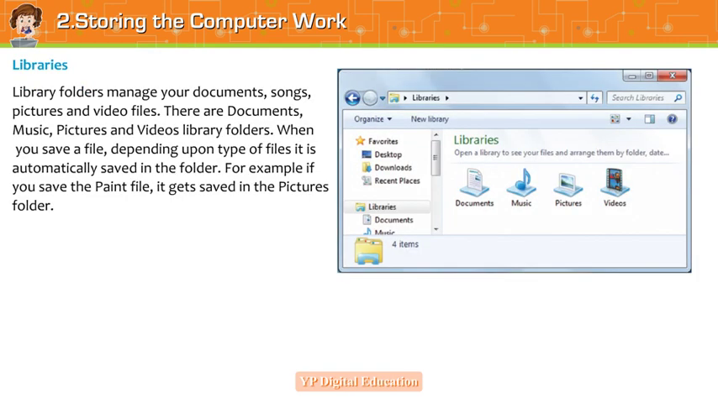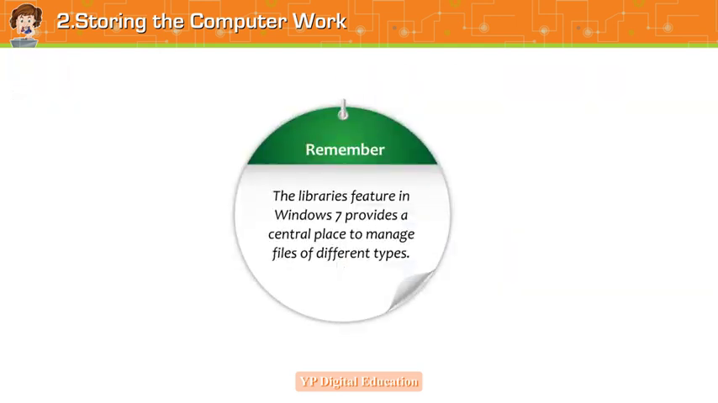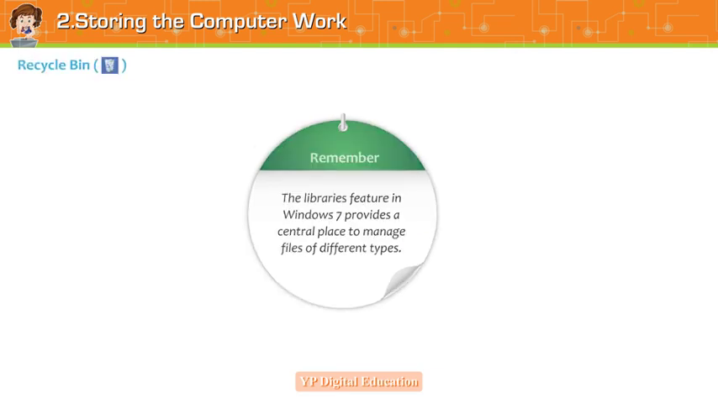Libraries. Library folders manage your documents, songs, pictures, and video files. There are documents, music, pictures, and video library folders. When you save a file, depending upon the type of file, it is automatically saved in the folder. For example, if you save the Paint file, it gets saved in the Pictures folder. Remember, the Libraries feature in Windows 7 provides a central place to manage files of different types.